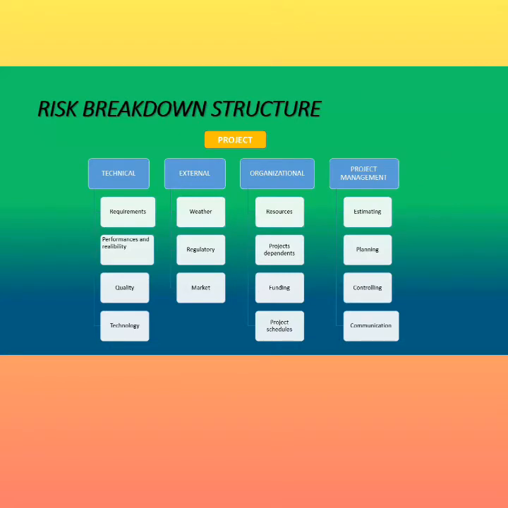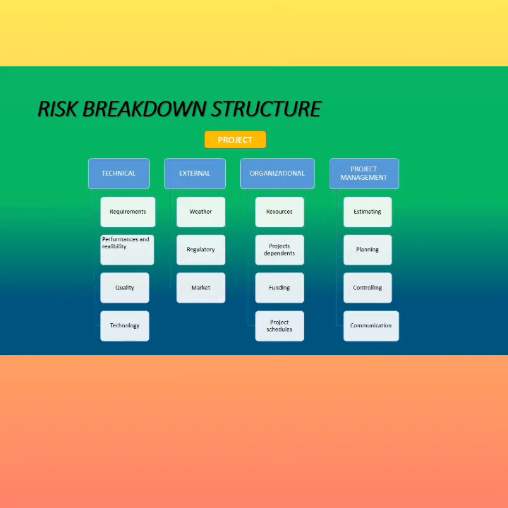Okay, for the project that we run for Pangkor Island, we need this RBS, which is the risk breakdown structure. Under this breakdown structure, we have the main thing, which is our project, and below it we decided to put four main points: technical, external, organizational, and project management. Under technical, we have the requirement. The second one is performance and reliability. The third one is quality, and the last one is technology.